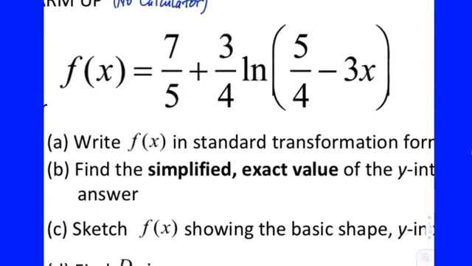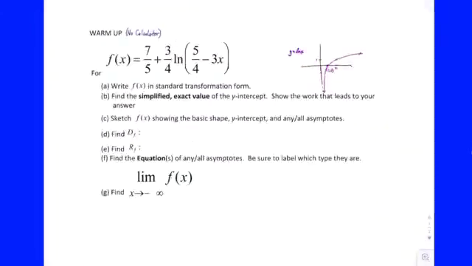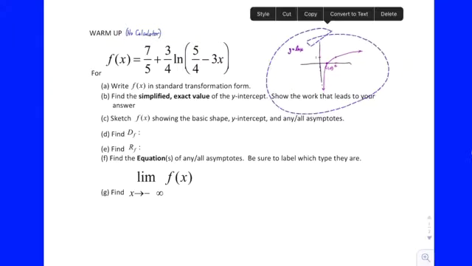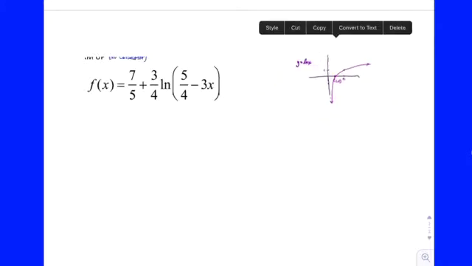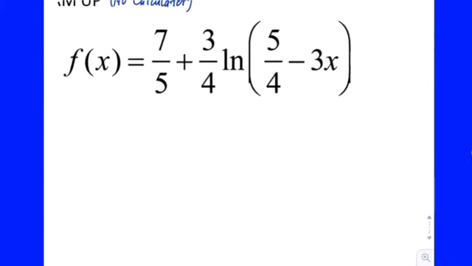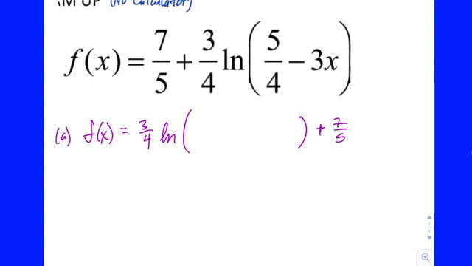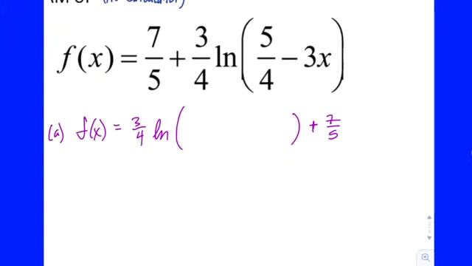So anyway, once you identify the parent function, part A is to put it into standard transformation form. So let's go ahead and do that. I have it written down here. Boom, there's your parent function. Okay, so the 7/5 in the front must go where? In the back. So that's 3/4 times the natural log of, and I'll leave that open, positive 7/5. Okay. I'll give you one check for having that at the back. That's kind of nice of me. You're welcome. At the back.